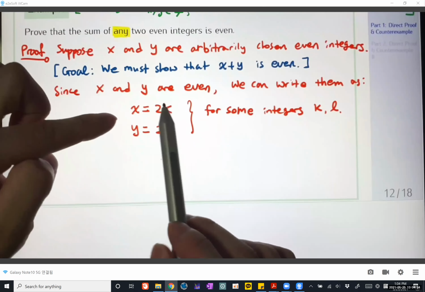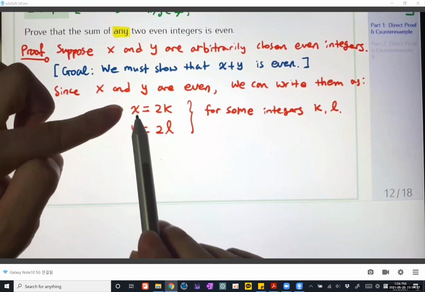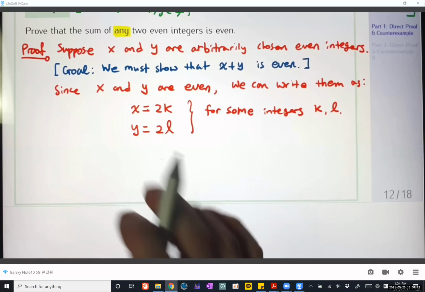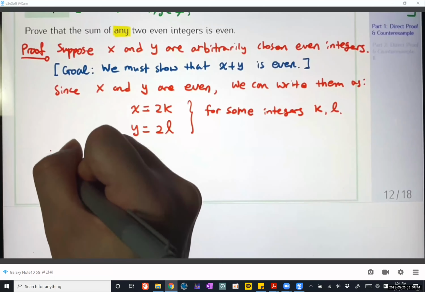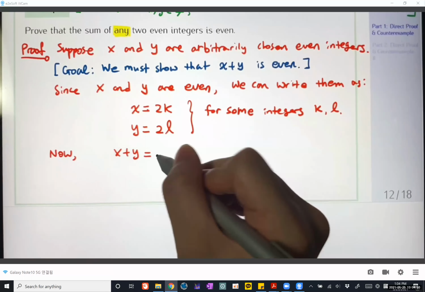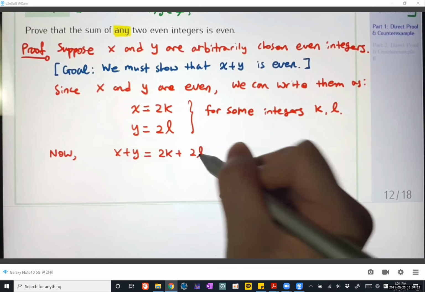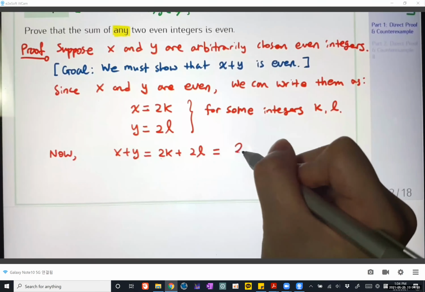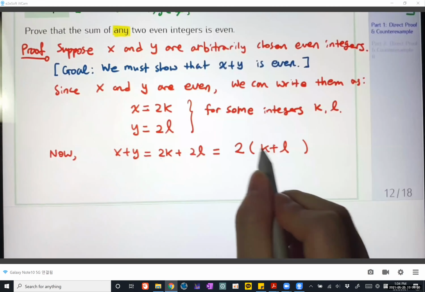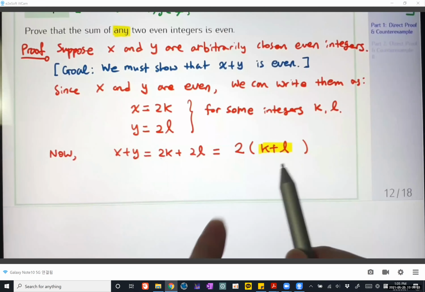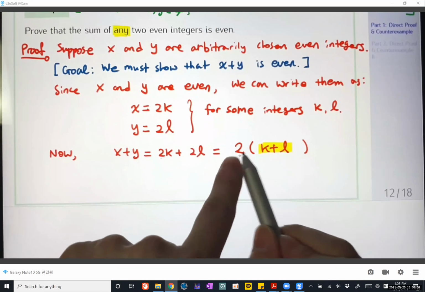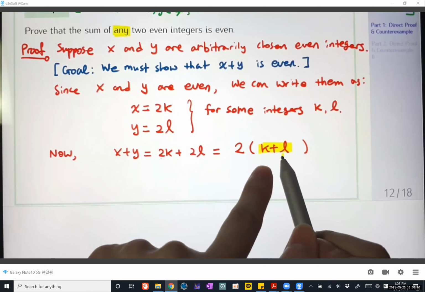So what you have to do is add x and y together. It becomes 2k plus 2l, right? 2k plus 2l. So now x plus y is equal to 2k plus 2l, which works out to be 2 times bracket k plus l, like so. Wait a minute. K plus l is just some integer, right? And 2 times that integer is an even integer.